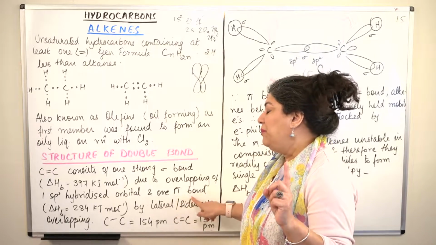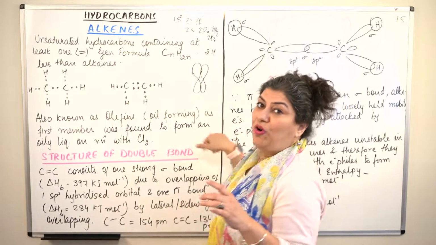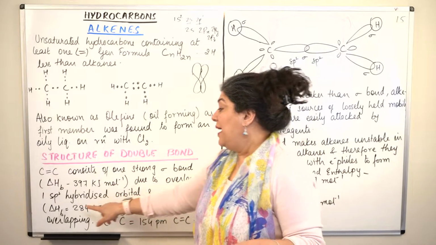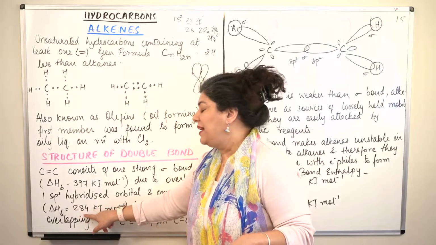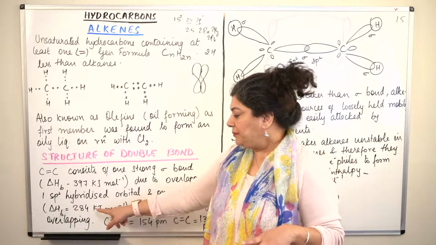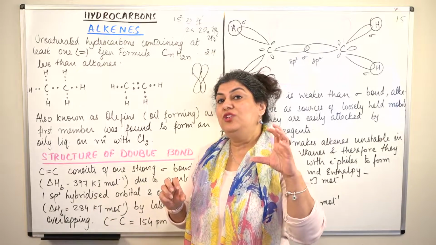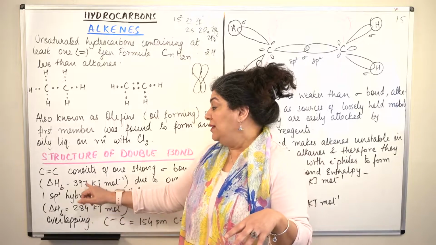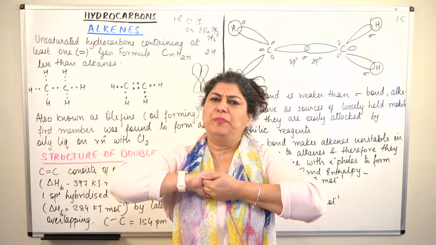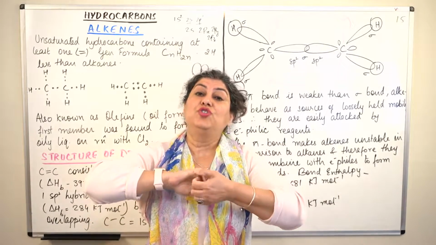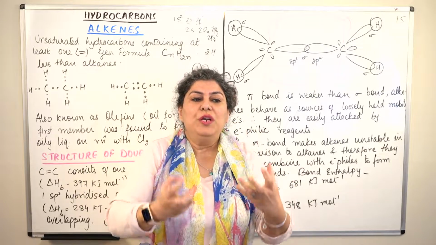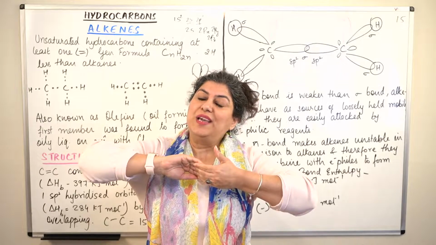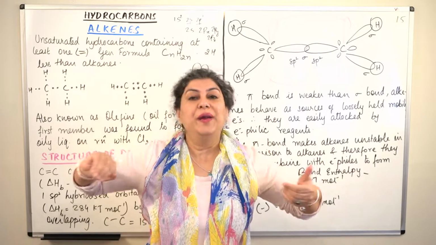And there is one pi bond. The pi bond is formed by the sideways overlapping of the unhybridized p orbital, and its bond enthalpy is 284 kilojoules per mole. From the magnitude of the bond enthalpy, you can know which is the stronger bond. If there is a strong friendship between two people, it is difficult to break that friendship. So you need more energy to break a bond if the bond is strong. But if the bond is weak, you will need less energy to break it.